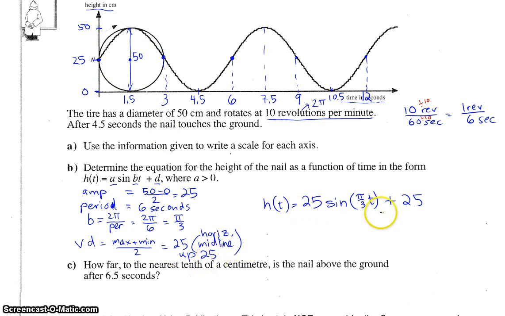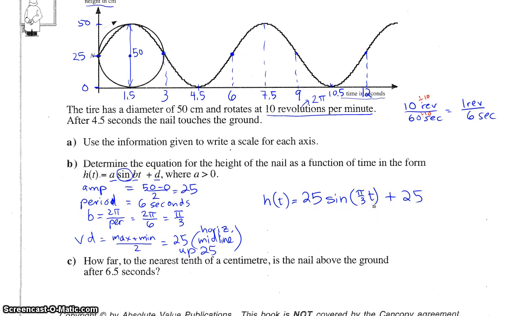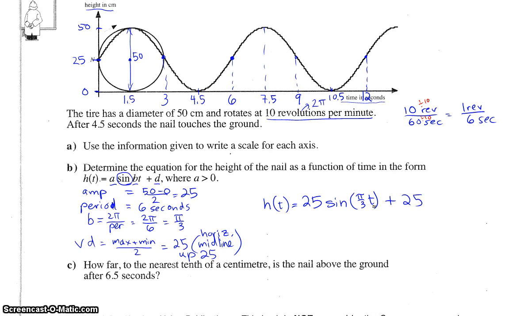Okay, throw everything in our equation. Please note that we are doing a sine graph, so that is our cosine function. And there we go. That's what we should get. Now they have a follow-up question. How far, to the nearest tenth of a centimeter, is the nail above the ground after 6.5 seconds?